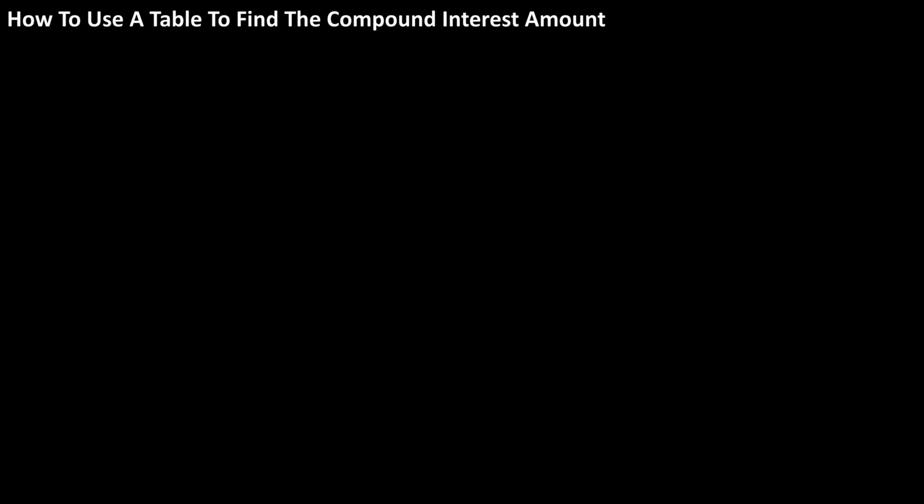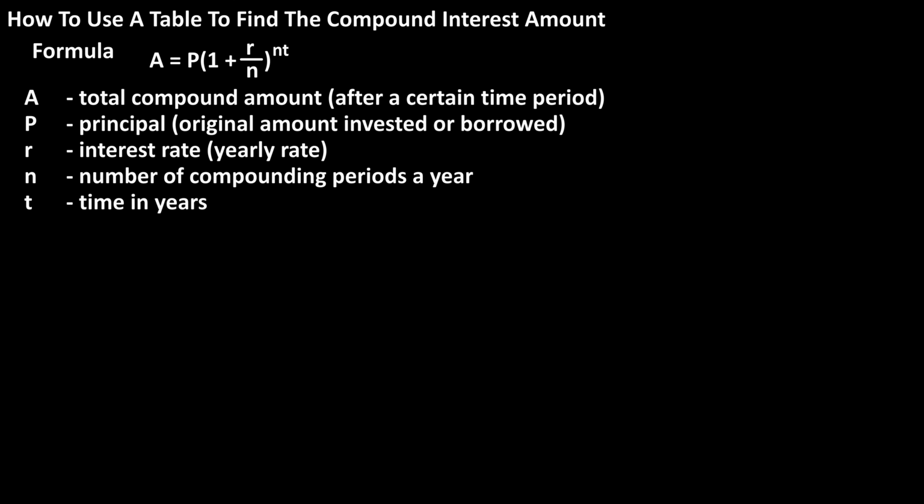The formula for calculating compound interest is A equals P times the quantity 1 plus R divided by N raised to the N times T. Using this formula can be confusing at times and creates many opportunities for errors. One way to overcome this is by using a compound interest table.